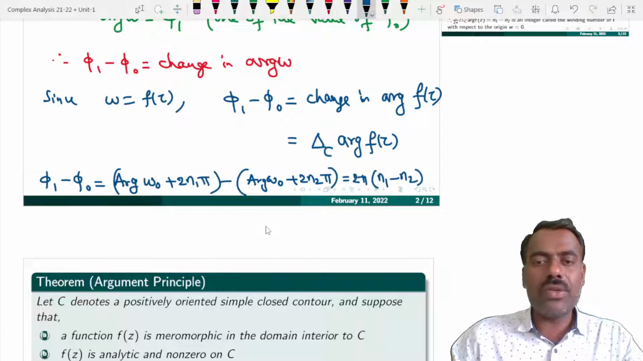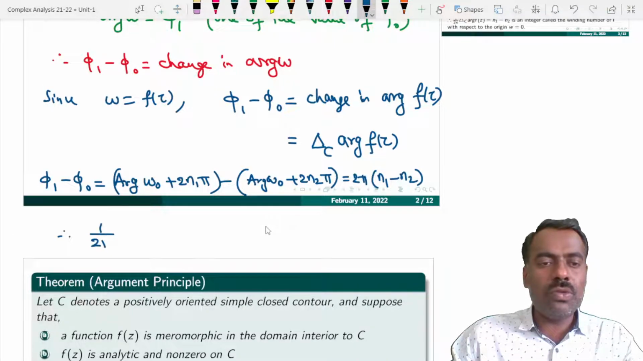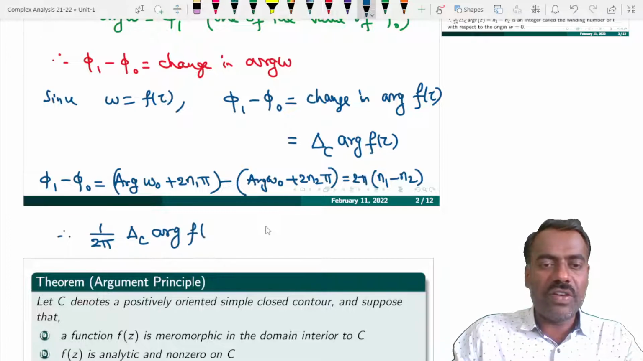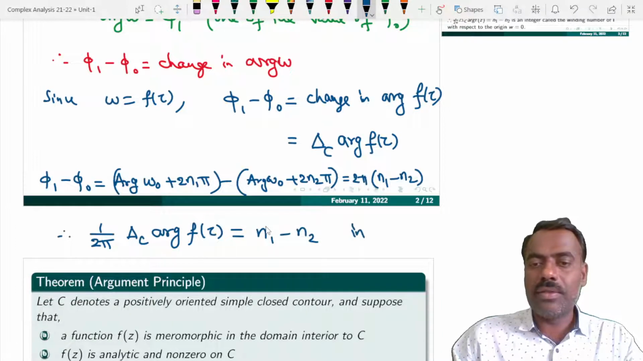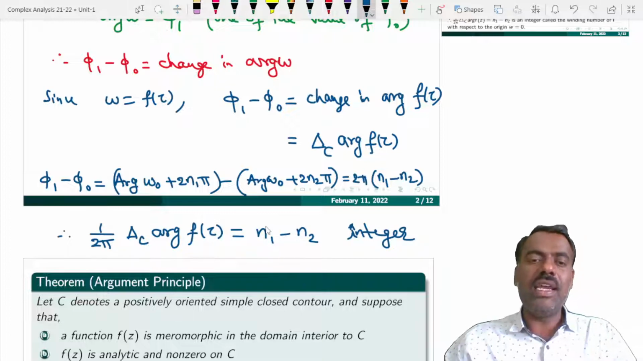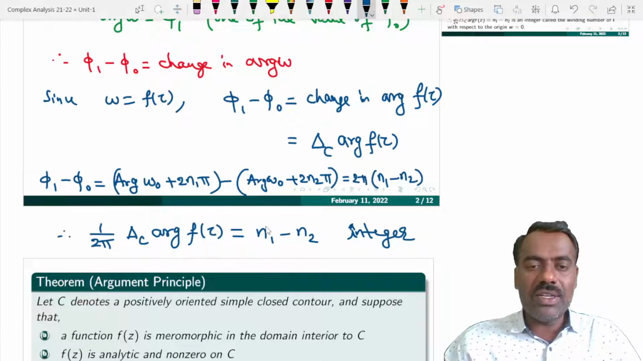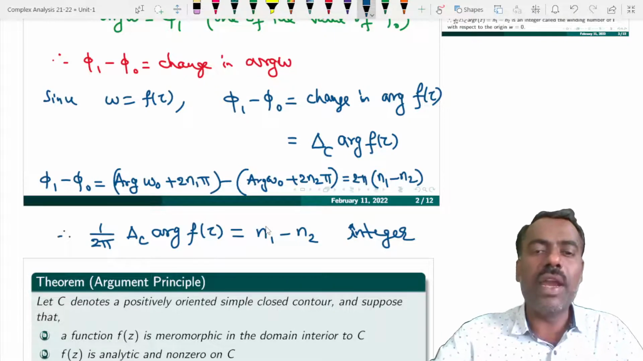n1 minus n2. So 1 by 2 pi times this delta C argument of f of z is equal to n1 minus n2. This is an integer because n1 is an integer and n2 is an integer. So we will get it as an integer, and whatever we are getting here is called the winding number.